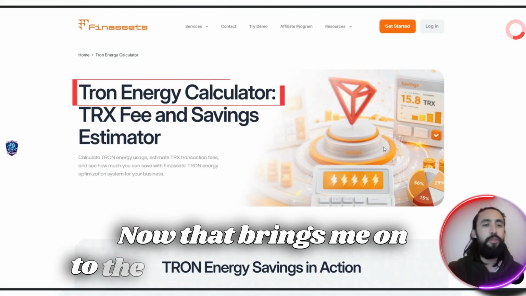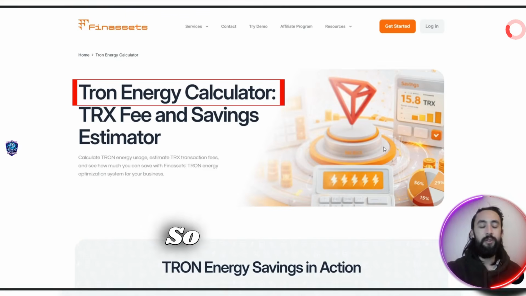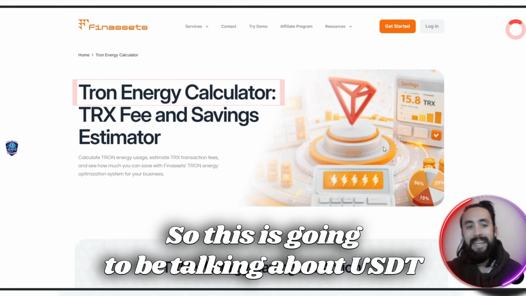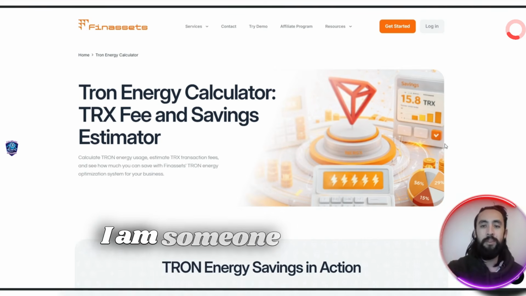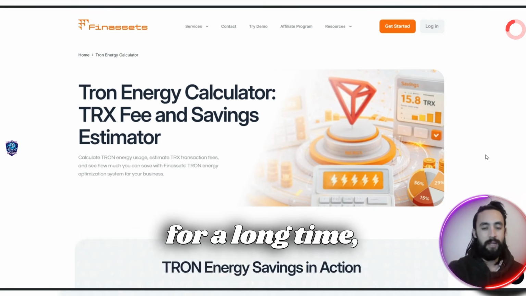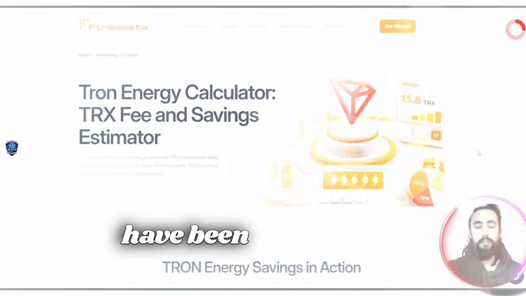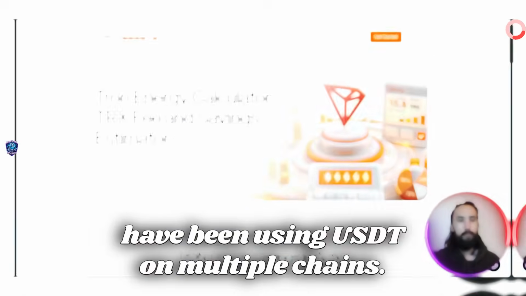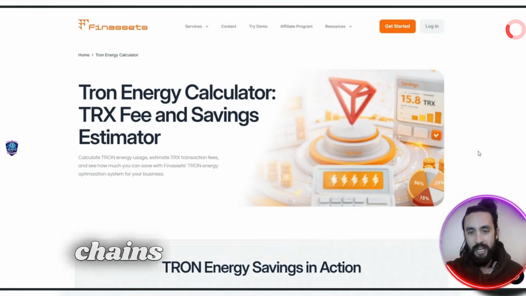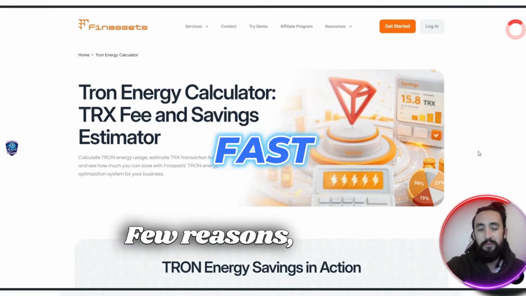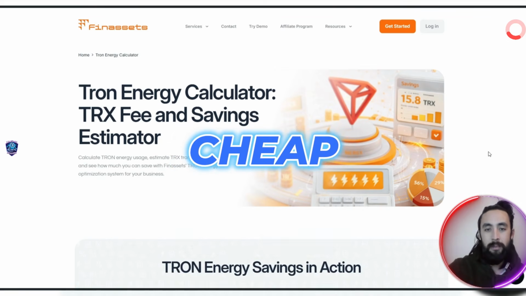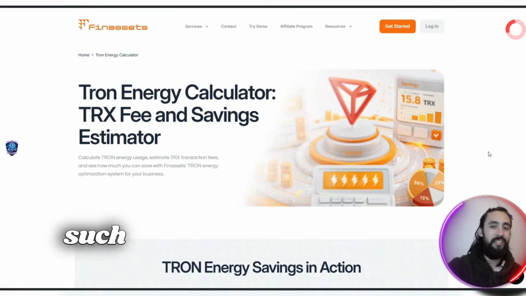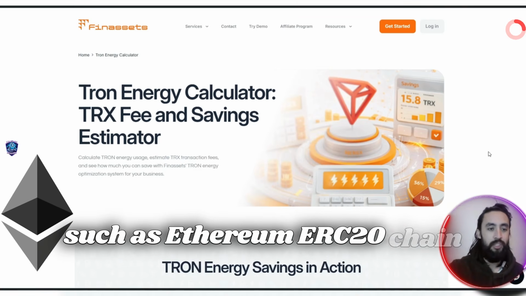Now that brings me on to the Tron Energy calculator. This is going to be talking about USDT on the Tron network and how much you're going to be able to save. I am someone that's been in crypto for a long time, since 2017, and I have been using USDT on multiple chains, but Tron is definitely one of the chains that I have been using. A few reasons: it's fast, it's secure, and naturally, it already is quite cheap, especially when we compare it to chains such as Ethereum, the ERC20 chain, for example.